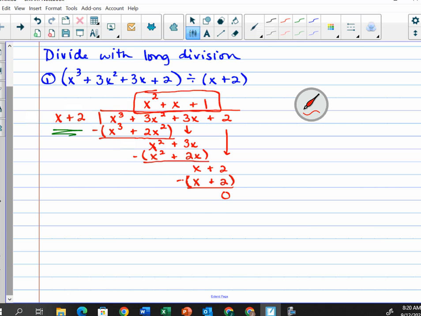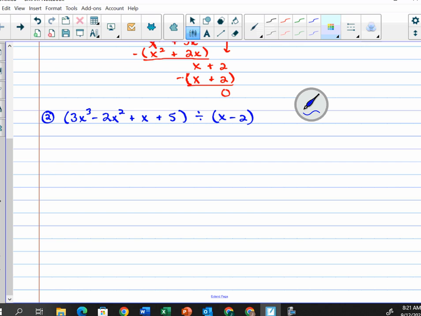So again, a pretty simple one. There weren't a ton of negatives you had to deal with. And no remainder at the end. But did that jog your memory on how long division works? All right, let's try another one. 3x cubed minus 2x squared plus x plus 5 divided by x minus 2. So you guys try that one for me.